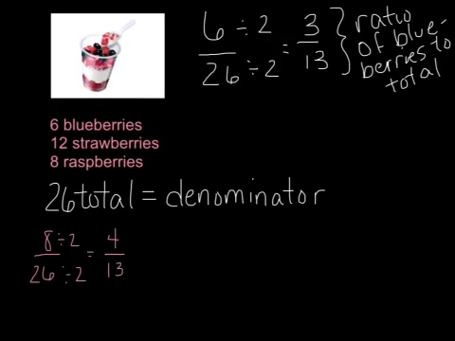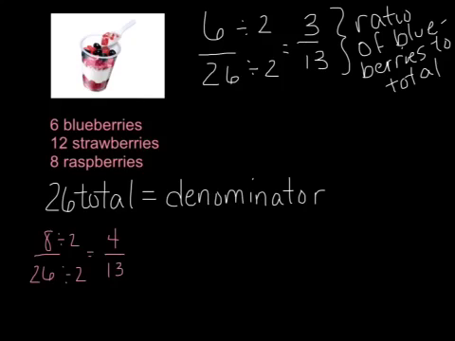We could also say this as saying 4 out of every 13 pieces of fruit will be raspberries, or 8 out of every 26 pieces of fruit will be raspberries. And just to make sure we understand, I'm going to go ahead and do the strawberries as well.